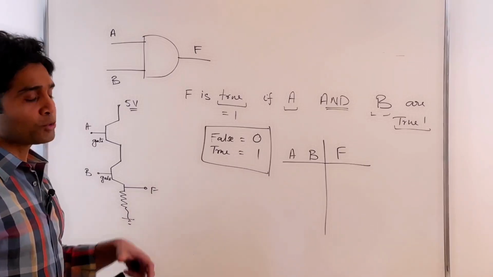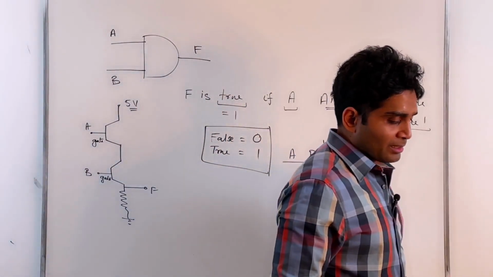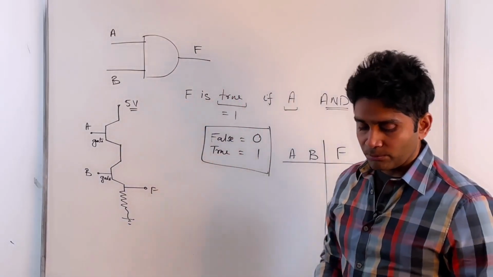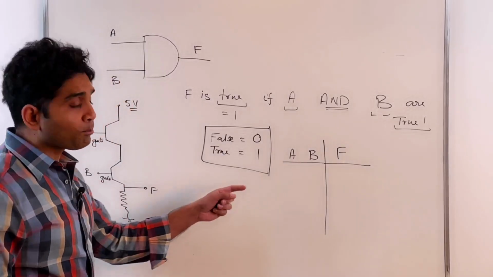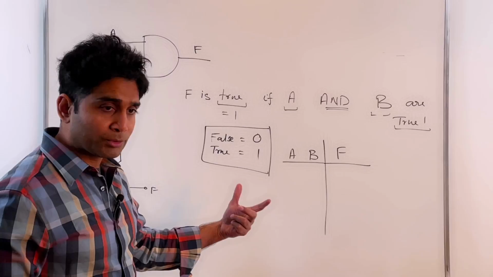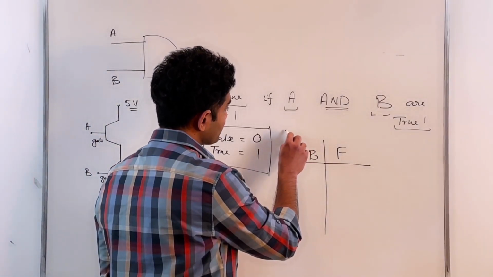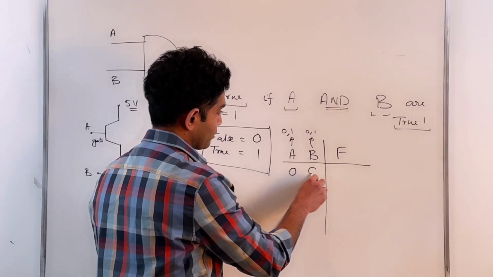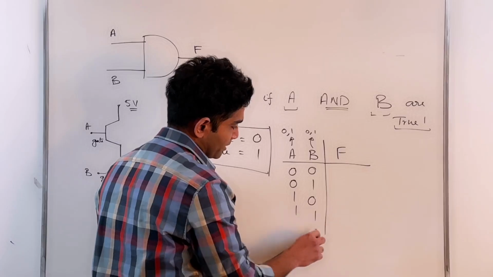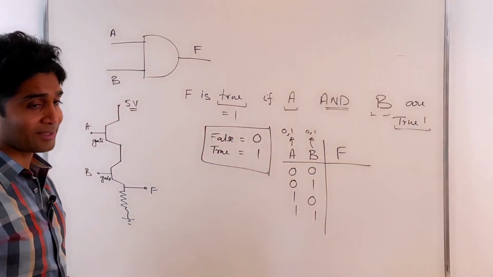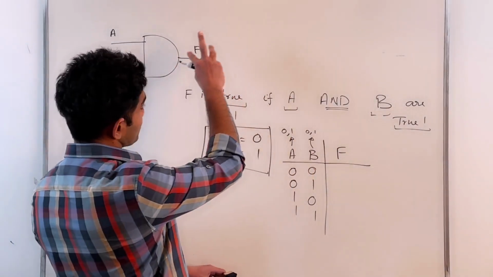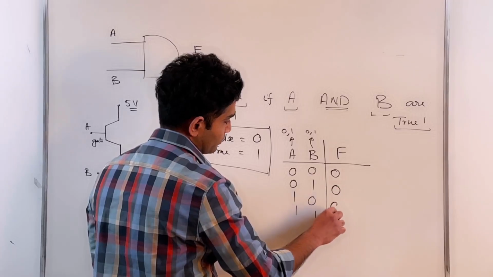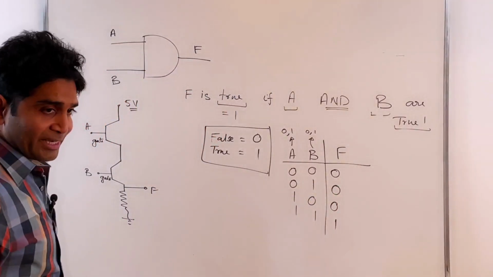The truth table gives you a snapshot of exactly what this particular device does. To complete the truth table, I need to look at all possible combinations of A and B. How many do I have? A can take 0 or 1, and B can take 0 or 1. So 2 times 2 is 4 combinations, and I don't have any other combination beyond that. According to this statement, F is true only when A and B are true, so everything else is 0 or false. That's how the AND gate operates.